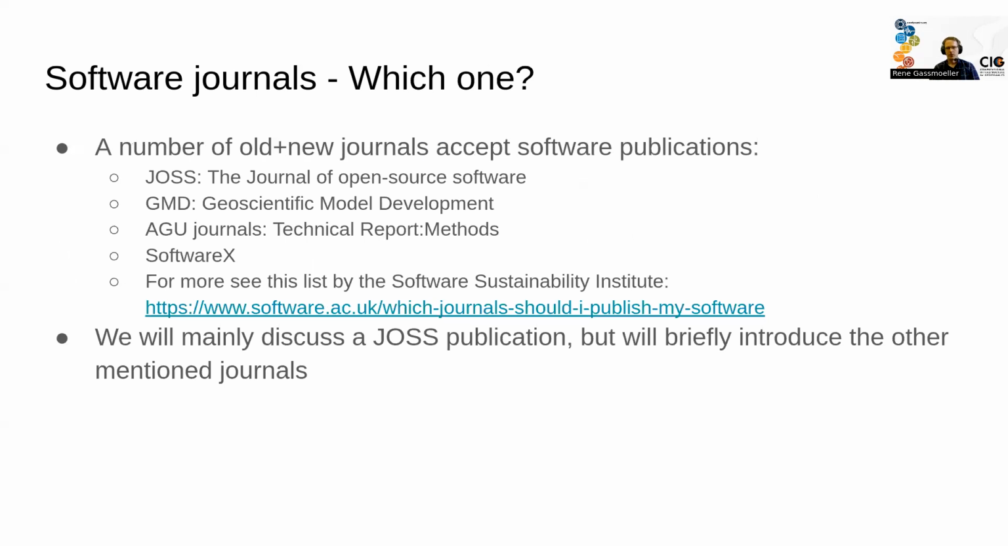Okay, so if you want to publish your software as a software publication, where could you do that? There are actually a number of journals around that accept software publications. However, they differ quite a bit in what they understand as a software publication. We are going to discuss 4 examples here briefly, and then we'll focus on JOSS. But there are more journals, and I've linked here a list that was created by the Software Sustainability Institute in the UK that lists a lot of journals that theoretically accept software publications.